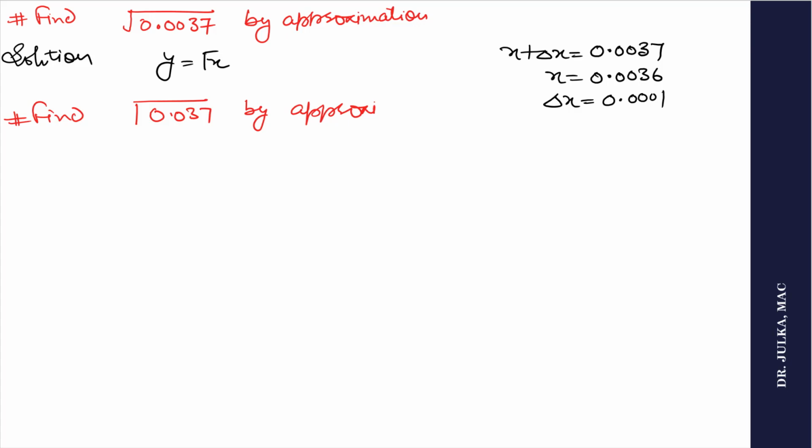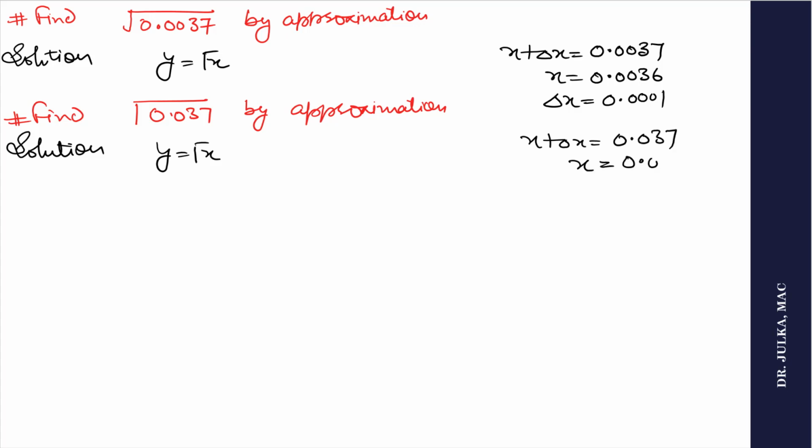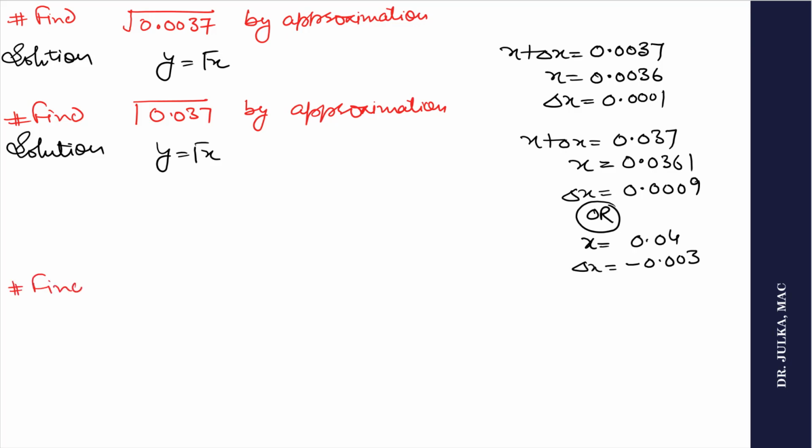Next example. Now we want to find out square root of 0.037 using approximation. Here, in the case of decimals, we'll take the quotient either up to 4 decimal places or 2 decimal places. So we assume that it is 0.0370. Let y equals root x and x plus delta x is 0.0370 and x is 0.0361 because the root of this is 0.19 and delta x is 0.0009, or we can take up to 2 decimals, x is 0.04 and delta x is minus 0.003.